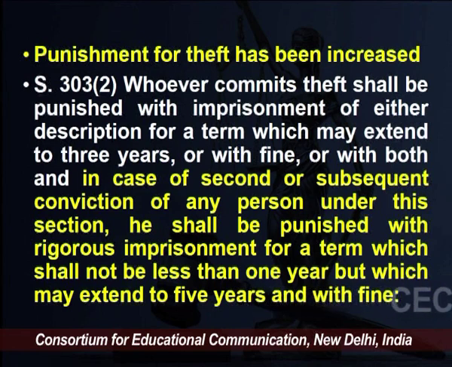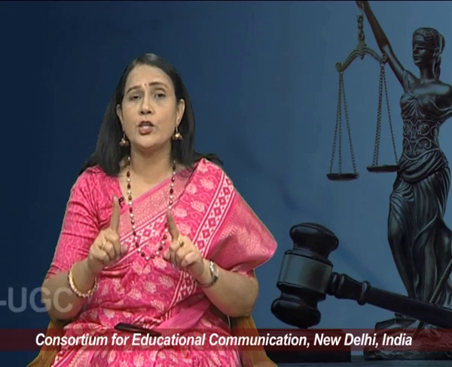In case of second or subsequent conviction of any person under this section, so here we are talking about repeat offenders, then the punishment prescribed under the law is rigorous imprisonment for a term which shall not be less than 1 year, but which may extend to 5 years and also with fine. So you see that in cases of theft where the offender is a repeat offender, we have prescribed minimum punishment. So now no matter what the reasons behind the commission of the crime, if an offender is committing this crime of theft repeatedly, then he shall be subjected to a minimum rigorous imprisonment of 1 year, and then there is a discretion with the judge. If he wants, he can award a sentence up to 5 years also, and then it is to be also accompanied with fine. So you see, this is how punishment for theft has been increased.